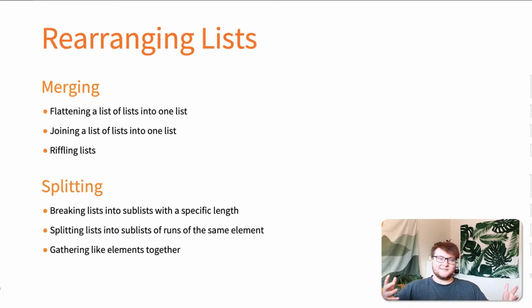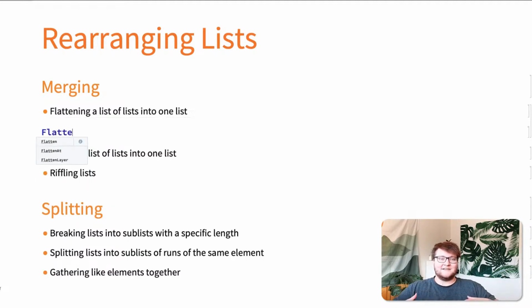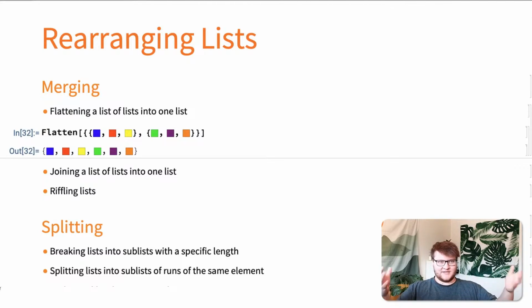Beyond sorting lists, we might need to split lists up or merge multiple lists together. So let's have a look at rearranging lists. The first thing that we might want to do is merging. One of the most useful functions for working with lists is flatten. Flatten flattens out nested lists into one big list.